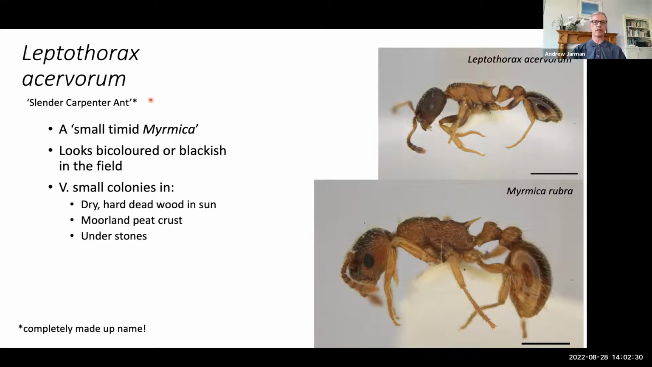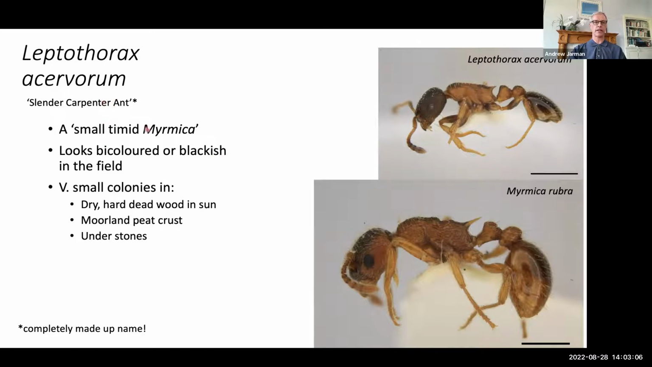So I've called this a slender carpenter ant. A lot of people will not like that name. I've only just made it up to make this, as I say, more accessible to those who don't get on with the Latin names. So this in the field looks like a small and very timid Myrmica. And I've said in my Bluffer's key that it's a small bicolored ant. And that's true. You can see here, this is Leptothorax. Compare with Myrmica to the same scale. It's smaller and it does look bicolored with a lighter middle. In the field, though, it's quite hard to see that, and it will quite often look blackish.